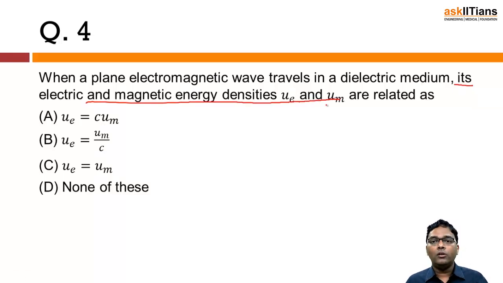Okay, going further, when an electromagnetic wave travels in a dielectric medium, what about its electric and magnetic energy densities? As we just saw, the electric field and the magnetic field energy densities are going to be equal. They will have equal magnitude, as a result both of them will be the same. The total is going to be twice of each of them. So the average electric energy density and average magnetic energy density are going to be exactly equal.